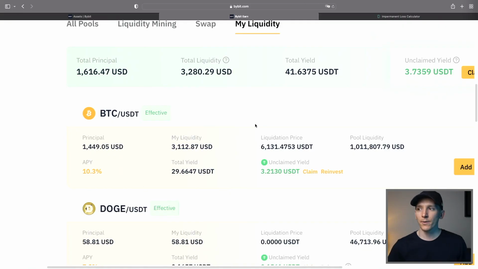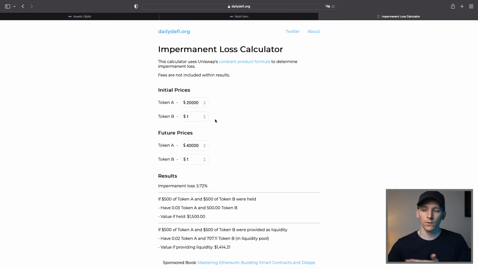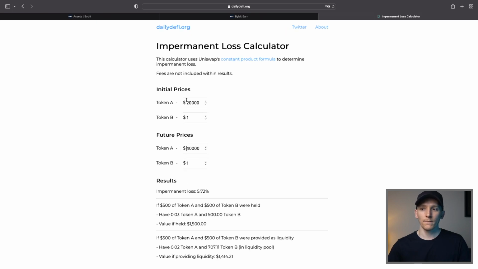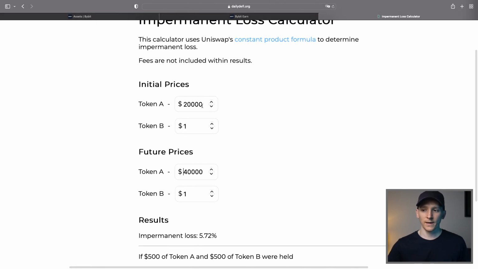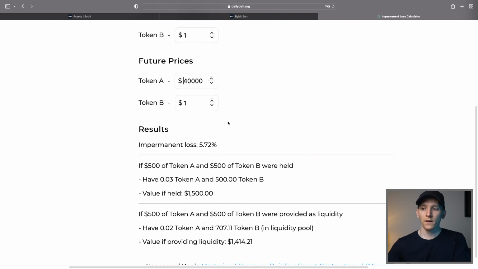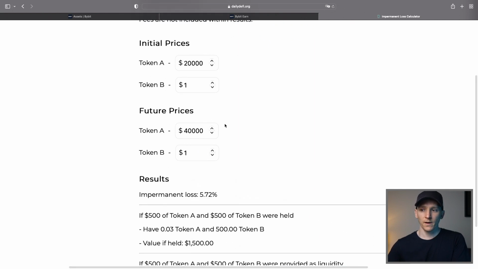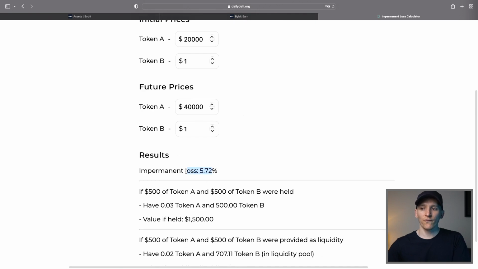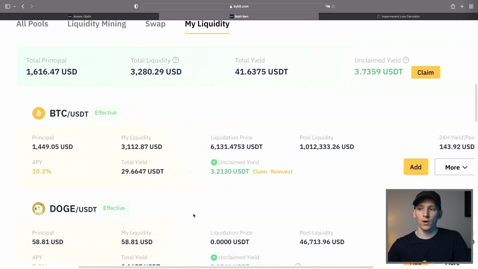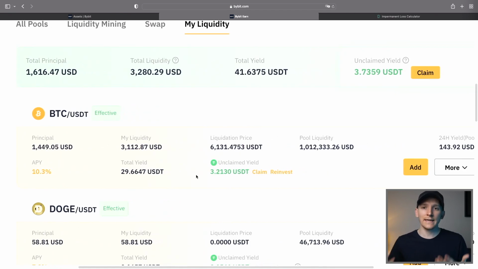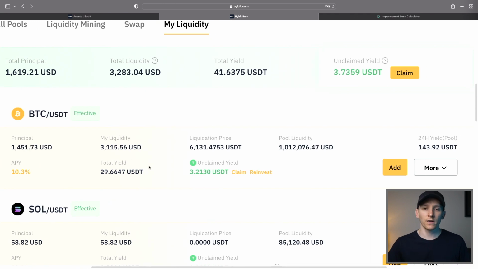Now, if you want to work out impermanent loss, there's many calculators out there. You can go to an impermanent loss calculator. I've got just an example here of Bitcoin at 20K. If it goes up to 40K, you can see the impermanent loss is 5%. So if the price of Bitcoin doubles from here, I only lose 5% in impermanent loss. And the amount of trading fees that I'm earning could potentially very easily make up for that, depending on how long you have them in the pool and what the trading fees are over time.